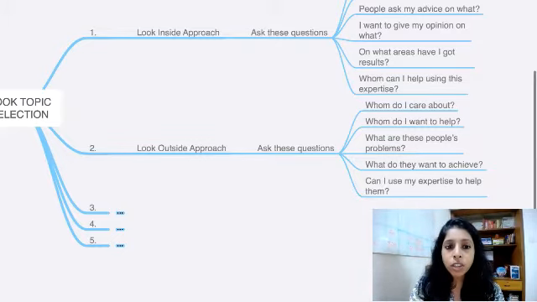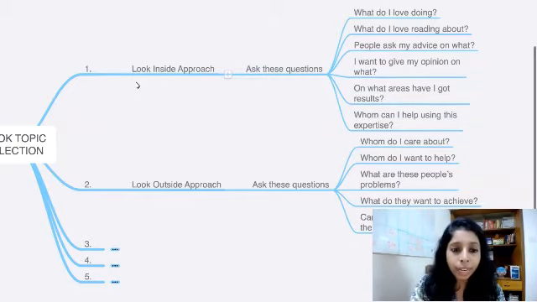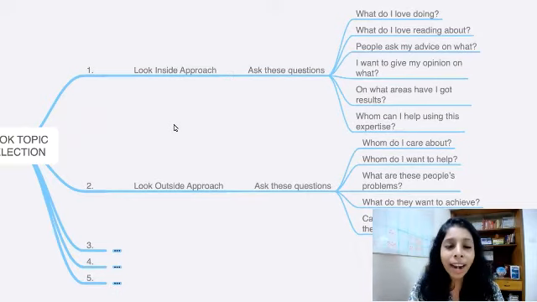All right. So in the first approach, you looked inside, you came up with a list of all the things you love doing. And then finally you saw whom you can help using that expertise, and you narrowed down on one of those expertise. Now you're going to do it the other way around. You're going to first look at what's happening in the world. What are people struggling with? Whom do you care about? And then you're going to ask yourself, can I use any of my skills or expertise to solve that particular problem? This is another approach, the look outside approach. There is nothing good or bad. You can try either of the approaches or you can use both.